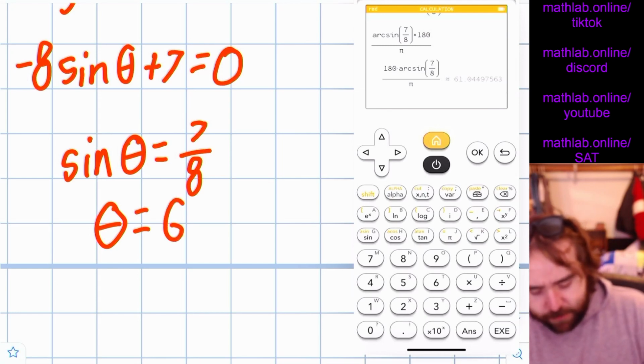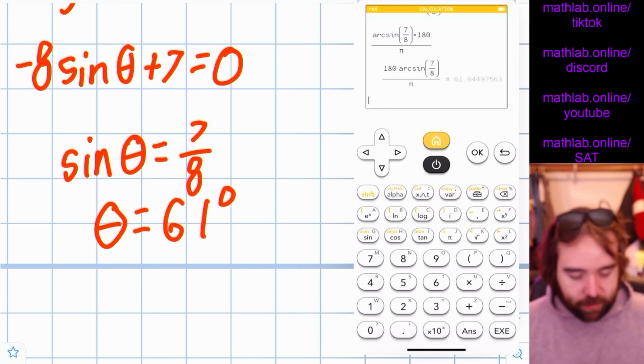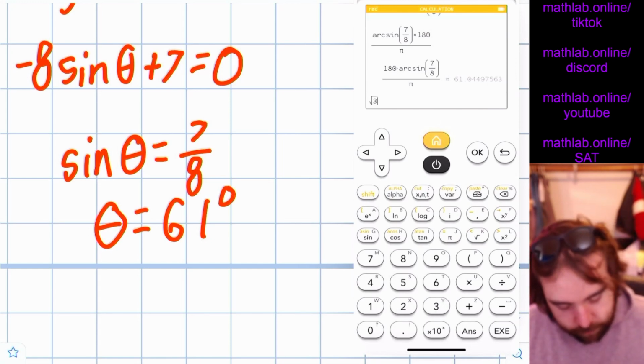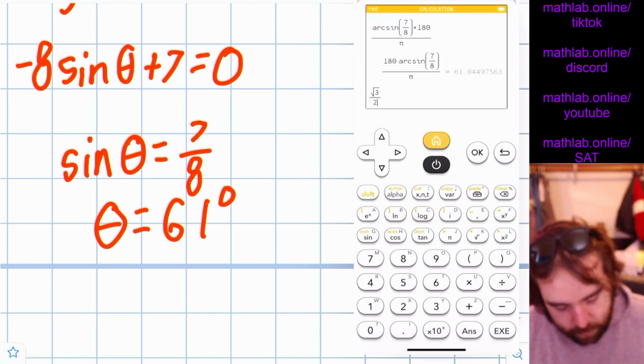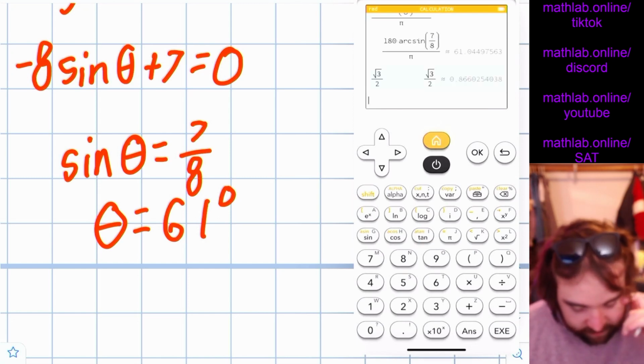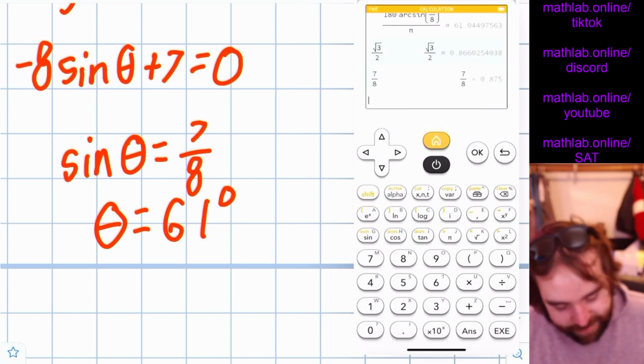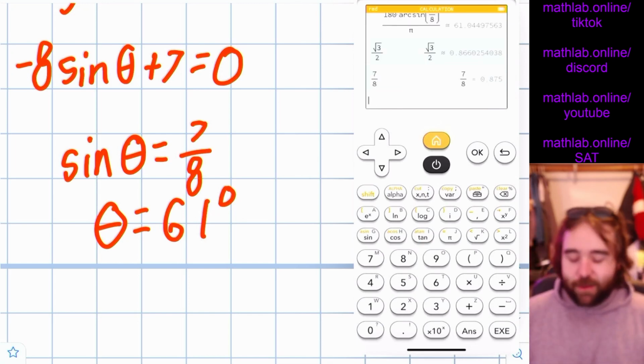Does that seem legit? I mean, that's really close to 60 degrees, and we know that the sine of 60 degrees is root 3 over 2. What's root 3 divided by 2? 0.866? Is that really close to 7 over 8? What's 7 over 8? 0.875. Okay, yeah, so that makes sense.